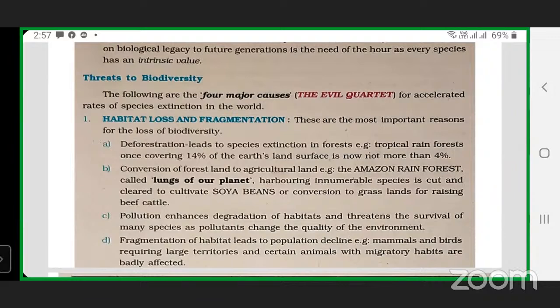Among habitat loss and fragmentation, the first hazardous thing is deforestation, which leads to species extinction in forests. For example, tropical rainforest, once covering 14% of the Earth's land surface, is now reduced to only 4%. Imagine. Then conversion of forest land to agricultural land. For example, the Amazon rainforest, as I have already told you, gives 20% of atmospheric oxygen. These are the lungs of our planet, harboring innumerable species.